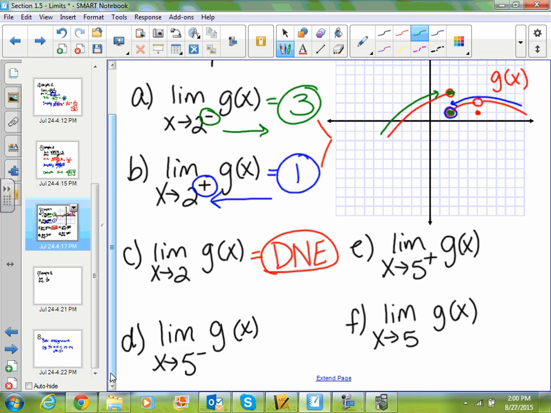Okay, so if I do the same thing with my limit of g of x, I'm looking at my limit as x approaches 5 from the negative, so from the left. So if I go over here to 5, I care about what point I'm approaching as I go from the left. And so what's my y value at this point? 2.